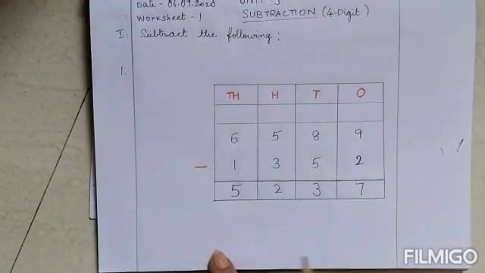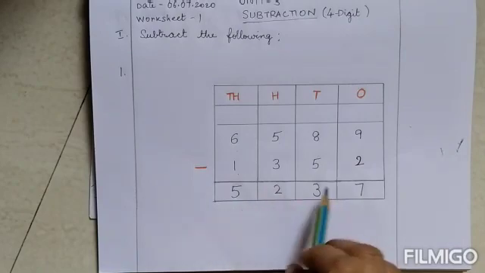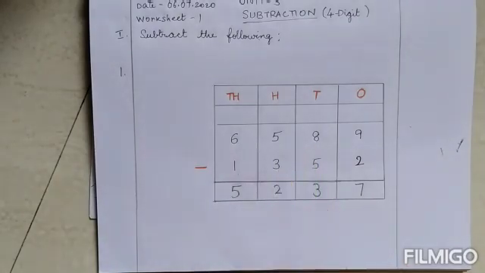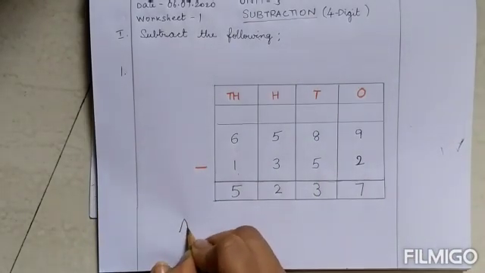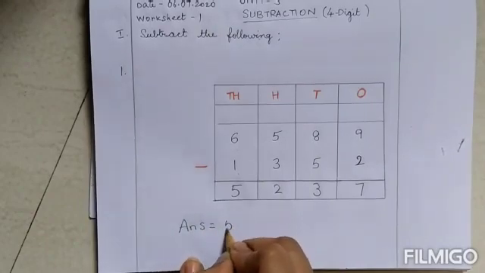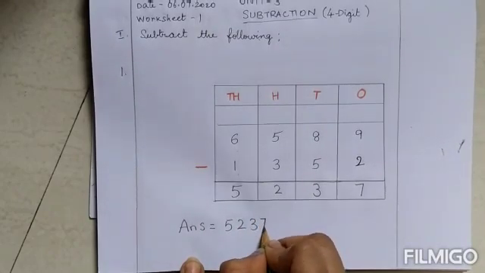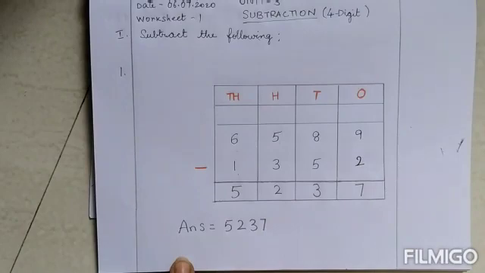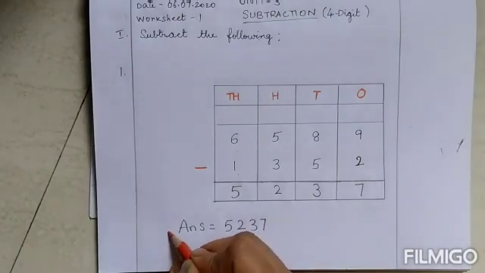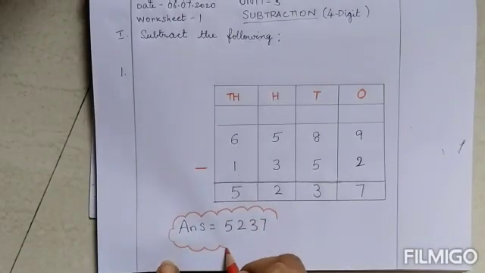And children, whenever we are doing subtraction, whatever the answer we are getting, that is called difference. Difference of these two given numbers. And finally, what you have to do? You have to write answer is equal to 5237 and take a red pencil and make a cloud nicely.